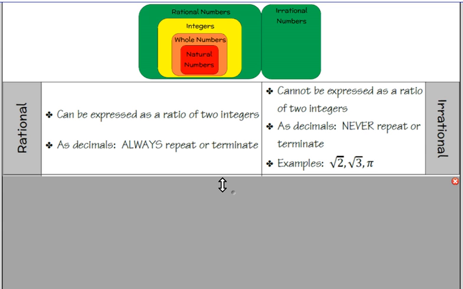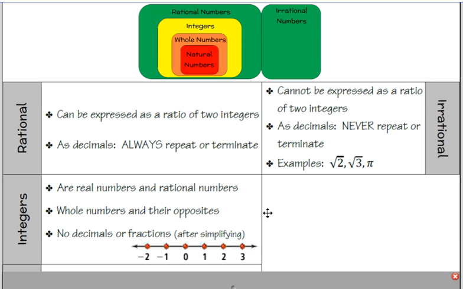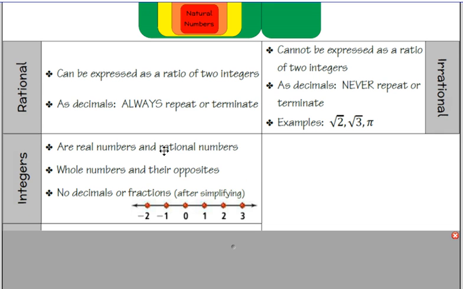So continuing on, after we have our rational numbers, then we see that we have the group of integers. So remember that rational numbers may be integers if they fit in these categories. So integers, it says they are real numbers and rational numbers. So integers are all in all three groups. Integers are what we consider whole numbers and their opposites.